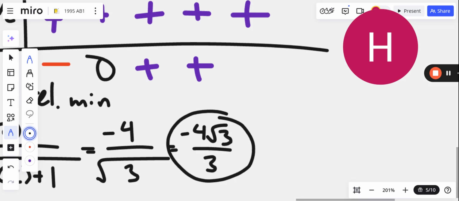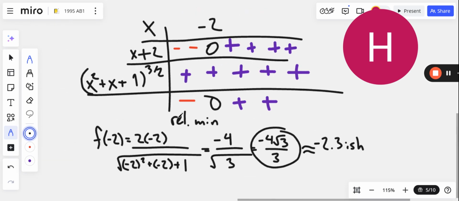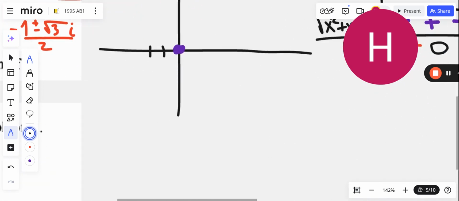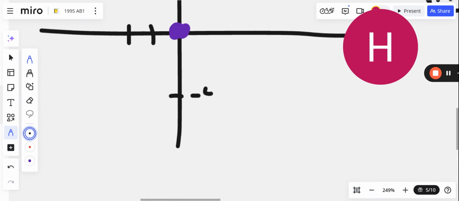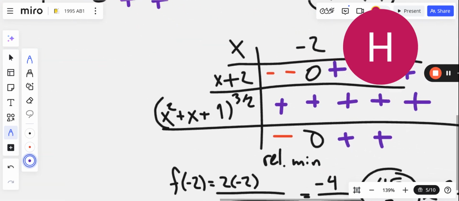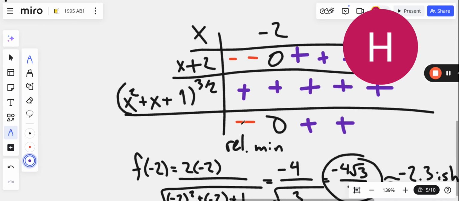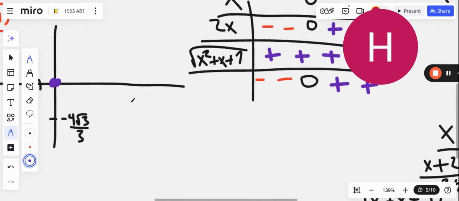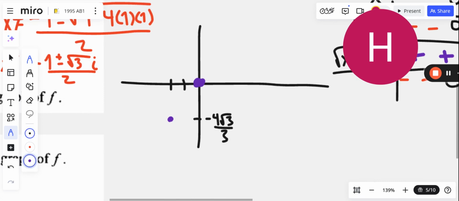If you want a value for that, I've got to guess it's somewhere around negative 2.3-ish. I don't know exactly, so we would want to be safe and just label it as negative 4 root 3 over 3. And that's going to be our minimum point. But then I want you to notice something. The derivative is negative leading up to it, but positive afterwards. So positive afterwards is going to indicate some kind of shape like this.